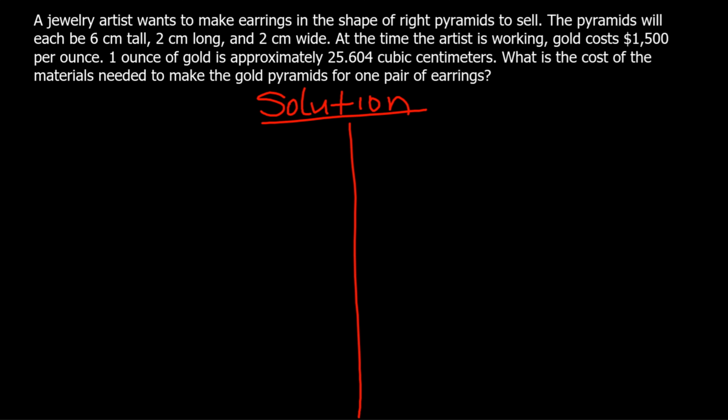With what they have given us, 1 ounce of gold is approximately 25.604 cubic centimeters. Therefore, we need to calculate the volume of the material they want to use to make the earrings. If we know the volume of the material, we can then convert that to actual money. So we can start by sketching the pyramid to see how it looks.